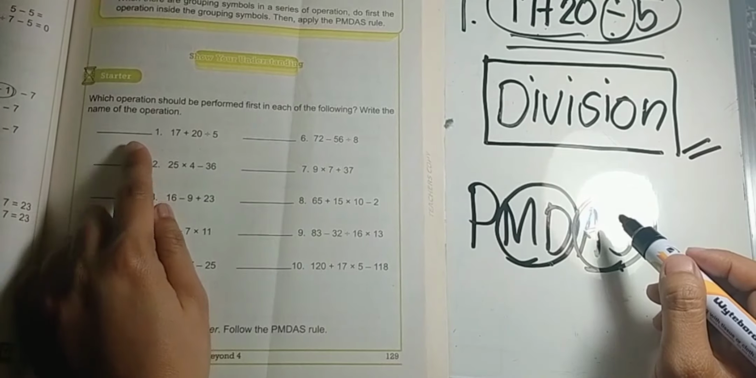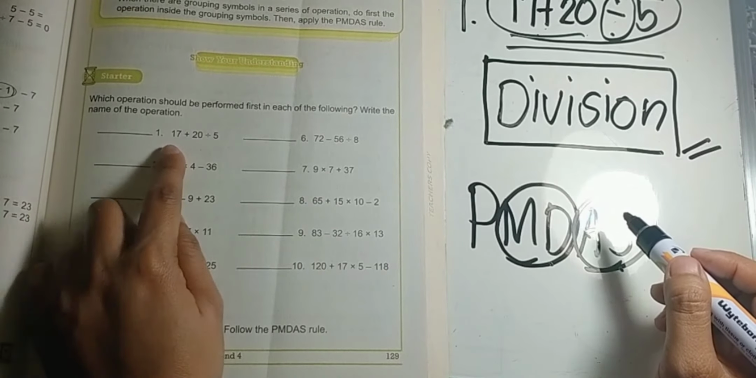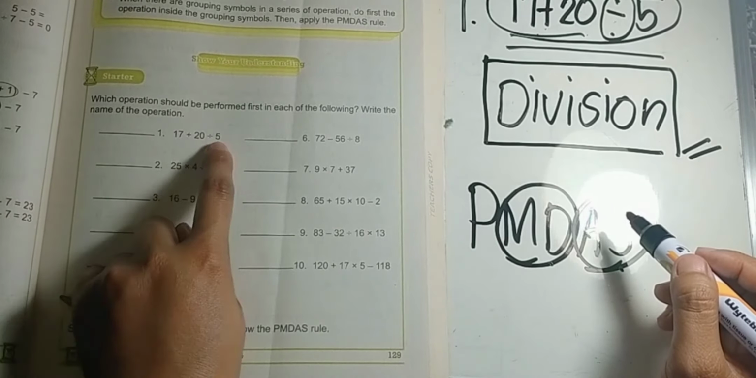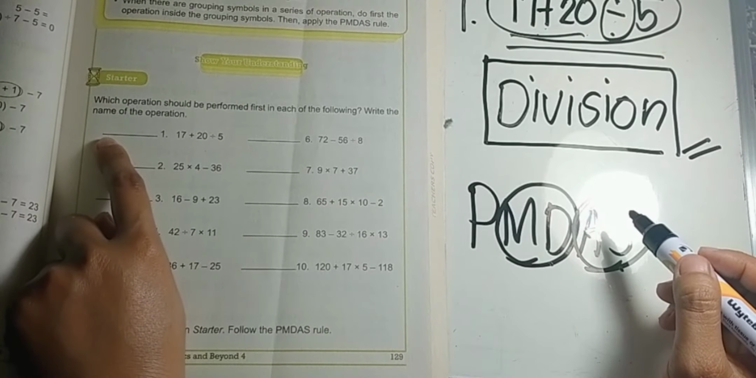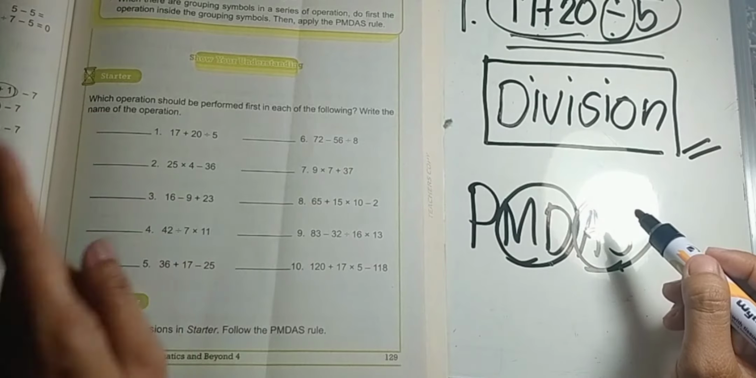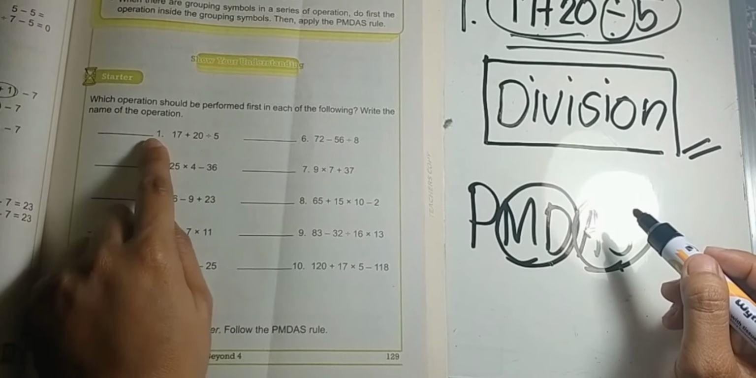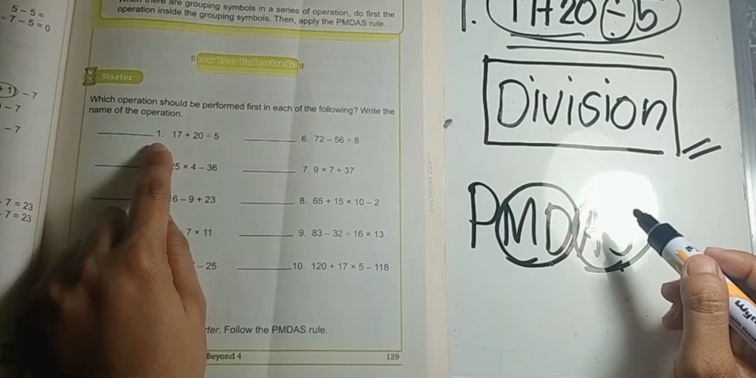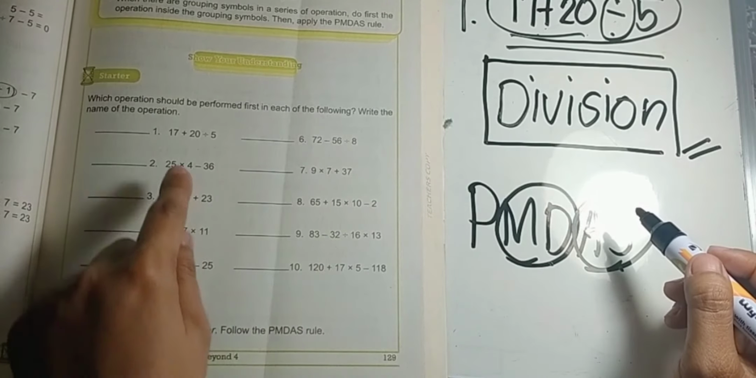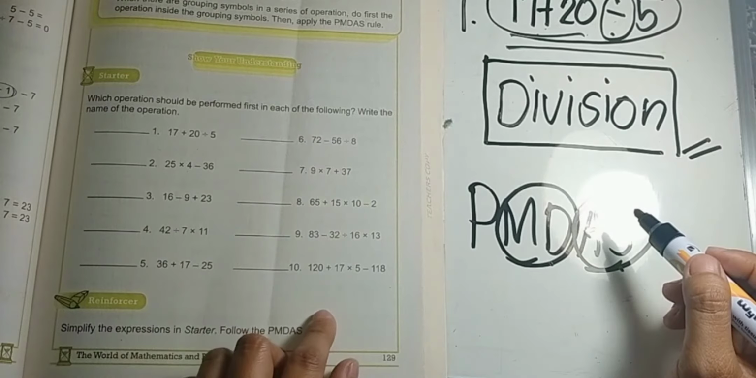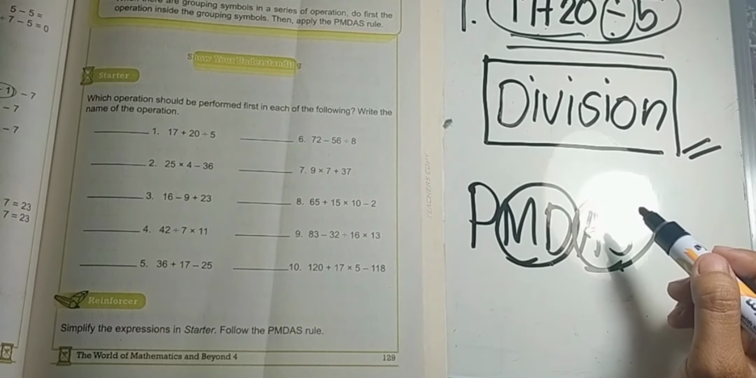Again, so for number 1, 17 plus 20 divided by 5, the answer for that is division. Okay, so number 1, ginawa na natin. Or example na natin yung number 1 para alam nyo na kung paano nyo sasagutan yung remaining item dito sa starter. Okay? So, next.